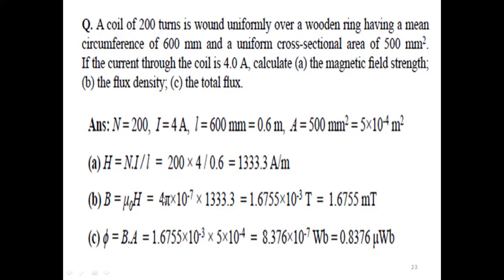So mu naught, we know the constant value, 4 pi into 10 to the power of minus 7. H we have calculated previously. Substitute here and we calculate that. So you got the answer. All of you got this answer? 1.6755 into 10 to the power of minus 3.